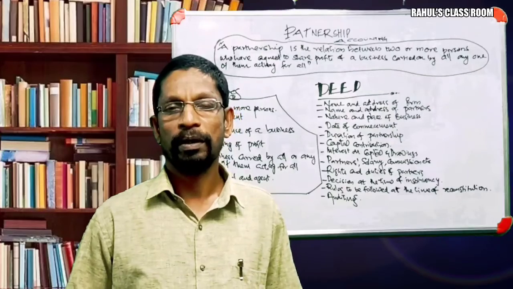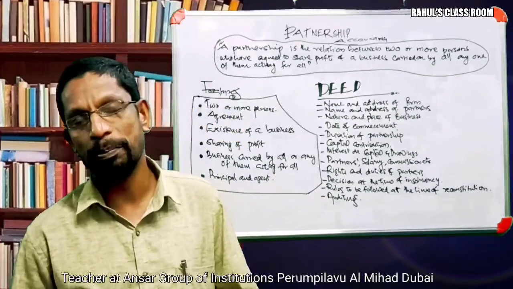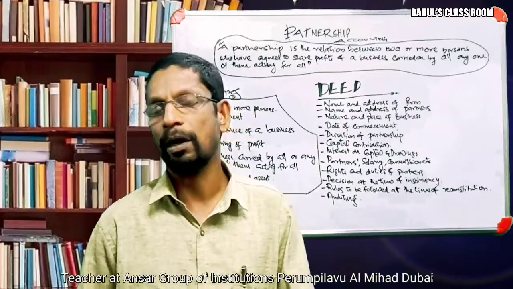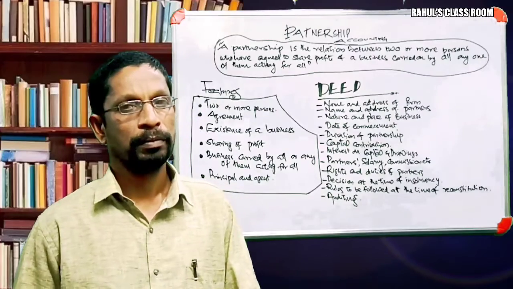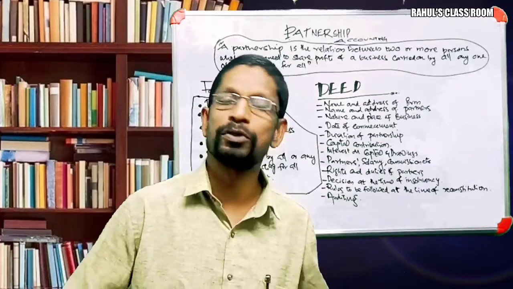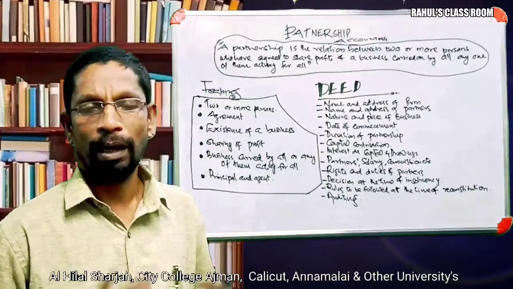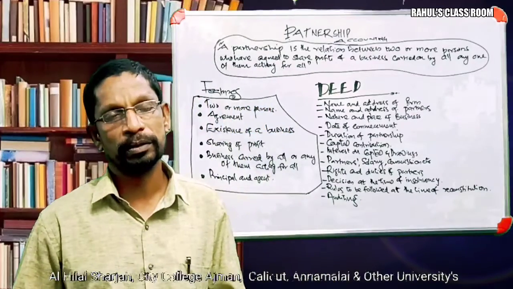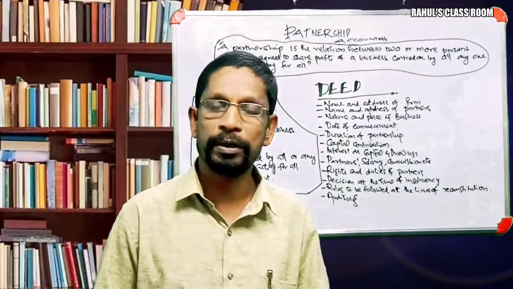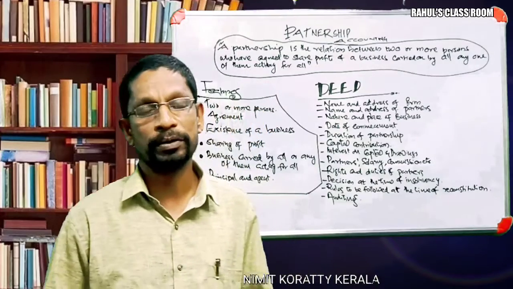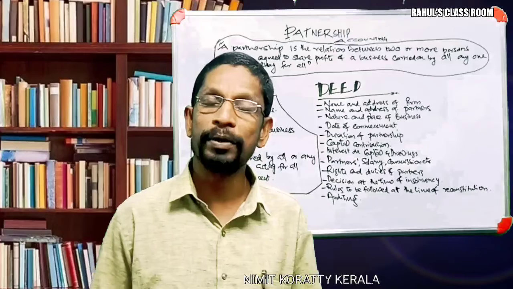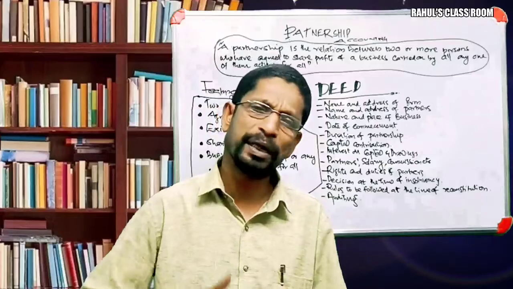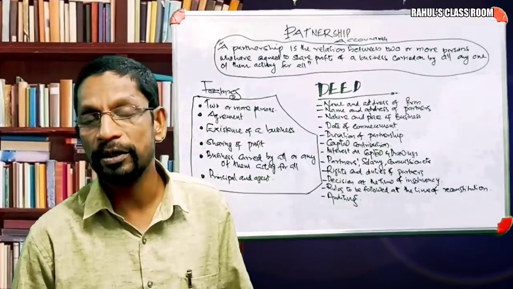Today we are starting a new chapter of grade 12th accountancy, partnership accounting. There are many forms of business organizations like sole trading concerns, partnership form of organizations, joint stock companies, cooperative societies, then Hindu undivided families, similarly limited liability companies, etc. Many types of business organizations are there.